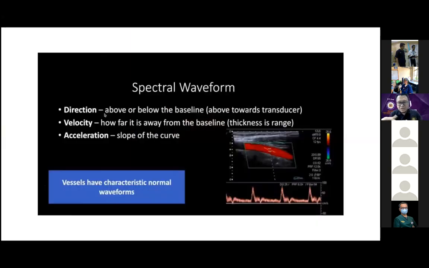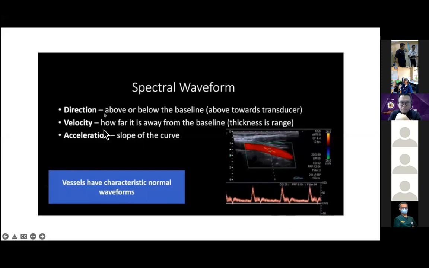Again, like I mentioned, this is spectral waveform. We can't run away from it when we perform the carotid Doppler ultrasound. We need to perform spectral waveform. What is spectral waveform? We study the direction, either above or below the baseline. If we look at the waveform, we have the velocity on the y-axis and time on the x-axis. Above the baseline means flow towards the probe. We also study the velocity, how far it is from the baseline.